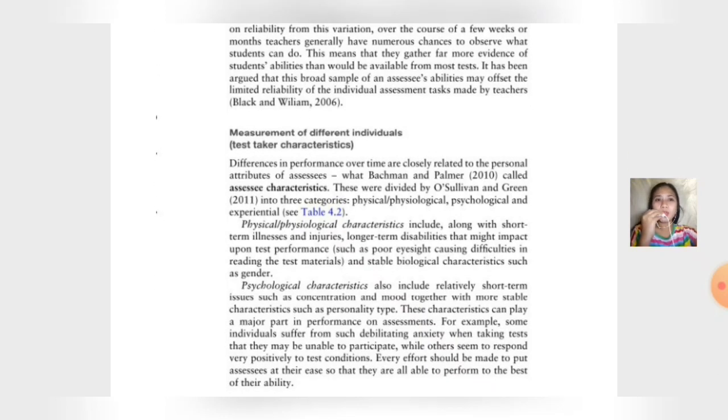Measurement of different individuals: test taker characteristics. Differences in performance over time are closely related to personal attributes of assessees, what Bachman and Palmer (2010) called assessee characteristics. These were divided by Sullivan and Green (2011) into three categories: physical or physiological, psychological, and experiential.